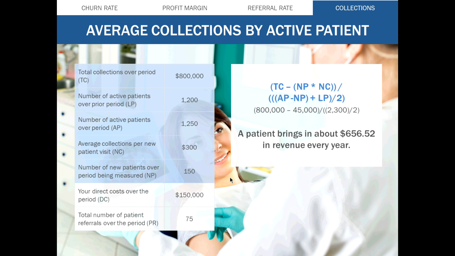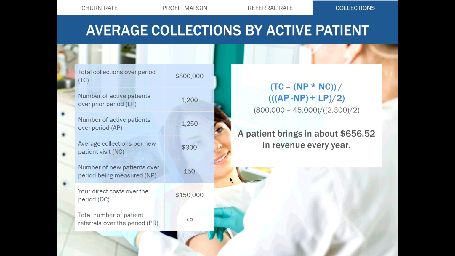The next little piece is the average collections by active patient. Now, this practice, with $800,000 in collections and only 1,250 active patients, that's pretty high. That's $656.52 in revenue per patient. That's $656.52 that every patient is paying your practice for some type of treatment or procedure. That's pretty high. That would be a pretty high-end practice.